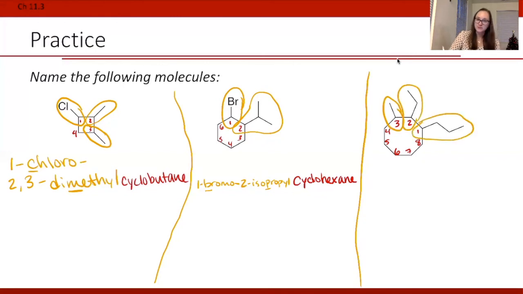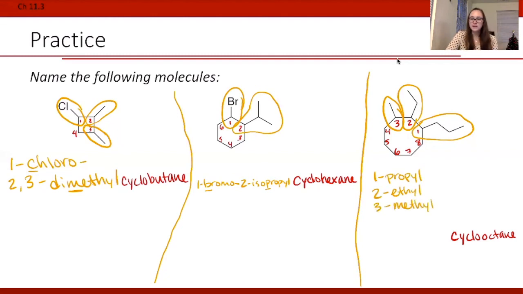I don't think I'm going to fit this one on one line. Okay, so our main cycloalkane name is octane or cyclooctane. Great. And then we have our substituents. Let's write them out. At the 1 position, we have a propyl. At the 2 position, we have an ethyl. The 3 position, we have a methyl.